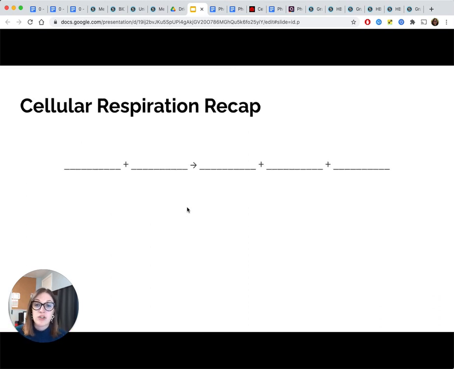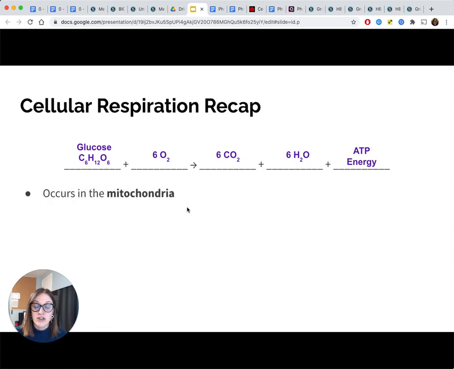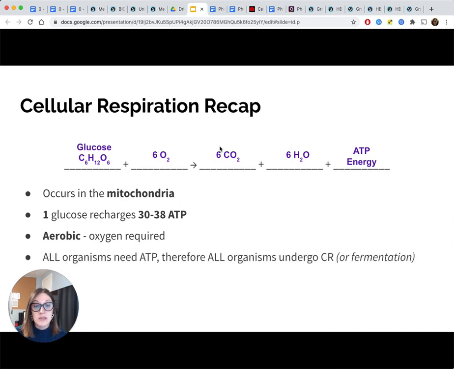So let's recap what we've learned so far about cellular respiration. The process of cellular respiration requires 1 glucose molecule and 6 molecules of oxygen gas. Then it makes 6 carbon dioxide, 6 water molecules, and produces 30 to 38 ATP molecules for energy. This process primarily occurs in the mitochondria. 1 glucose recharges 30 to 38 ATP. This process is aerobic. Again, it requires oxygen to occur. And all organisms need ATP, therefore all organisms undergo some form of cellular respiration. This includes plants.